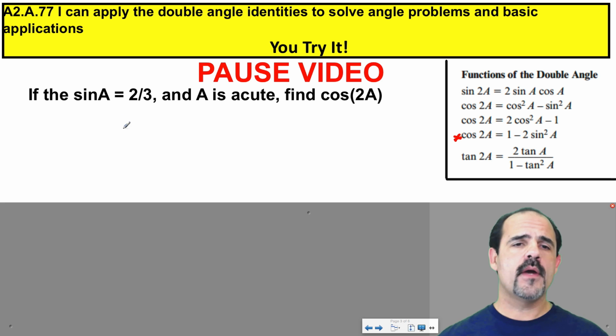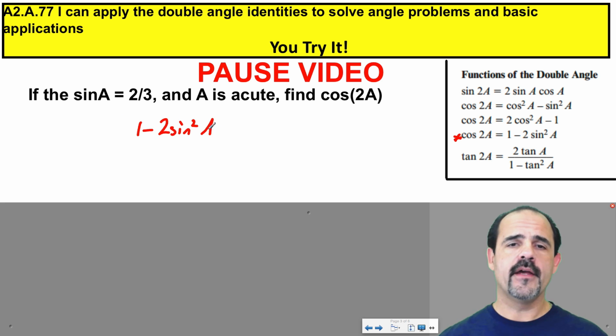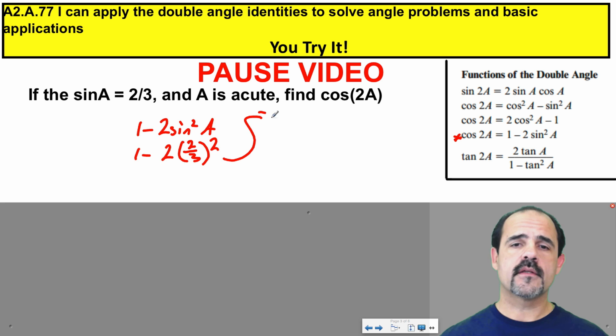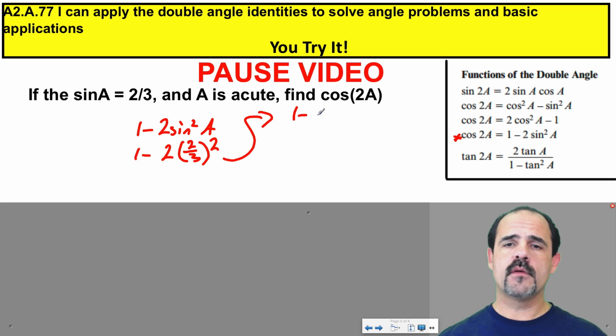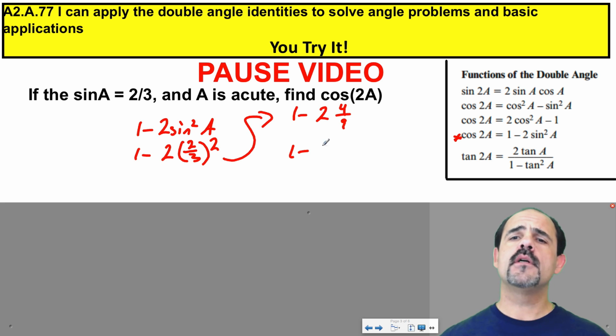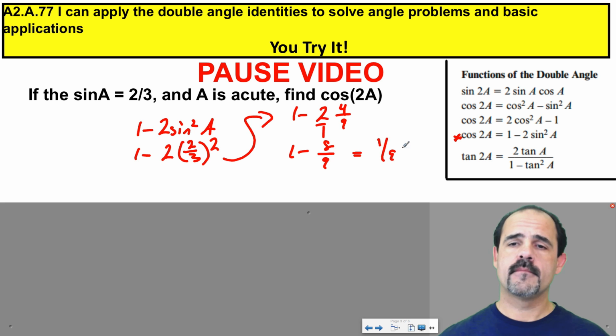So the cosine of 2a is going to be equal to 1 minus 2 times the sine squared of a. And we know that the sine of a is 2/3. 1 minus 2 times 2/3 squared. Let's come on up here. 2/3 squared is 4/9, so it's going to be 1 minus 2 times 4/9, which is 1 minus 8/9. So 1 minus 8/9, 9/9 minus 8/9, is going to be 1/9. Okie dokie.